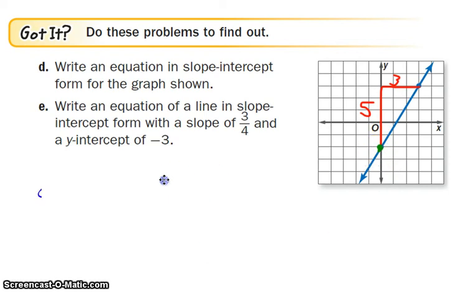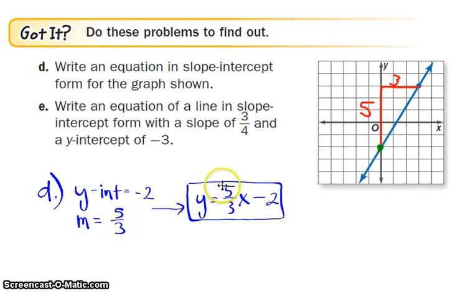Okay, so our equation then is y equals 5/3 x minus 2. Because again, it crosses at -2, so that's why we have a -2. And our slope is 5/3, which we found using our triangle that we learned in previous lessons.